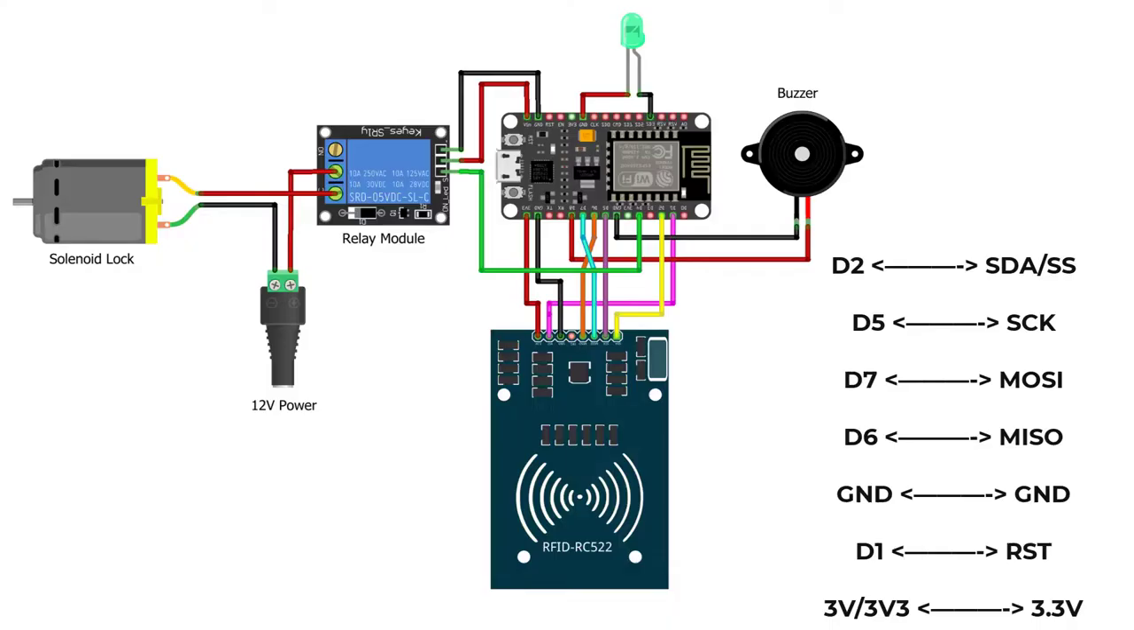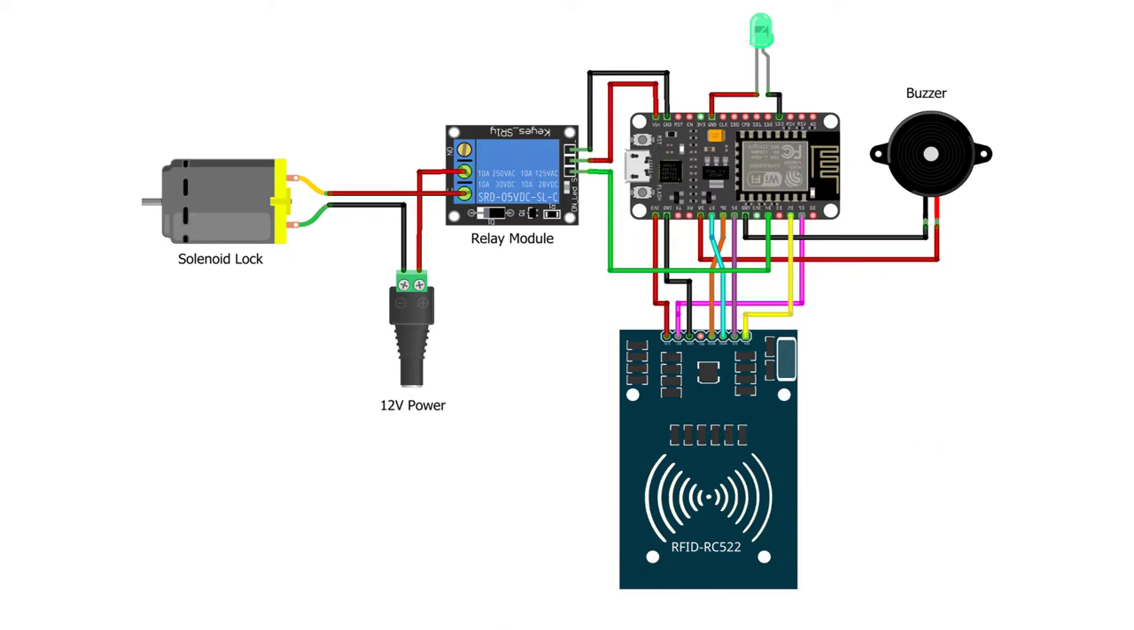IoT smart RFID door lock circuit diagram. You can see the circuit diagram is very simple to understand. Connect the RFID module to NodeMCU as per the circuit diagram. Connect the relay input pin to the D4 pin of NodeMCU. Similarly, the buzzer negative terminal is connected to the ground and the positive terminal to the D8 pin of NodeMCU. Now, the green LED is connected to the GPIO10 pin of NodeMCU.